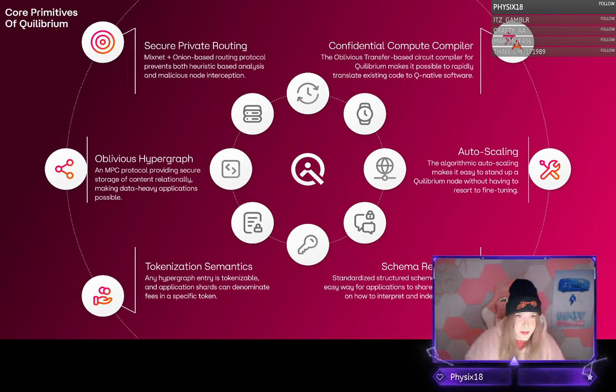We have a confidential compute compiler, or MPC compiler, that turns applications into garbled circuits and enables you to compute data privately. We also have an overall data structure on which all of this is stored, which is an oblivious hypergraph. It is an oblivious data structure that utilizes MPC in order to cooperatively write data to it, yet reveal no content to anybody but the holder of the key that reveals that content. And in addition, we of course have a token primitive that provides an incentive basis for the network to operate.